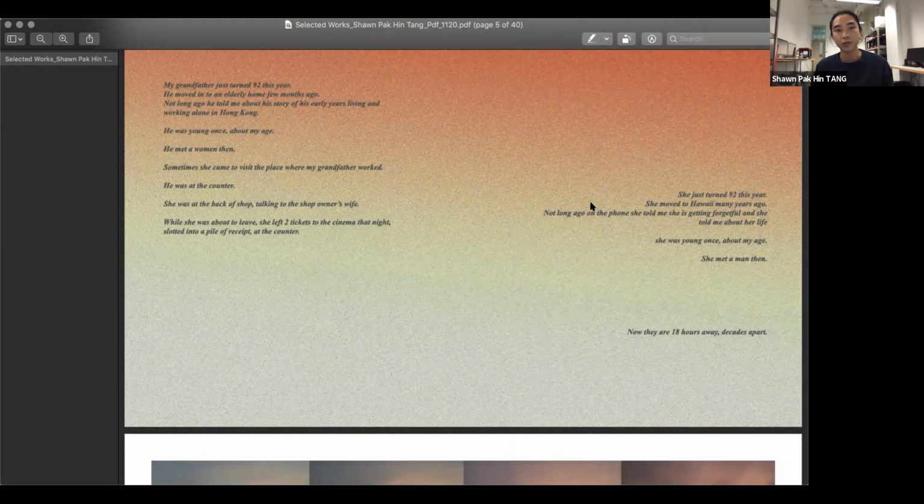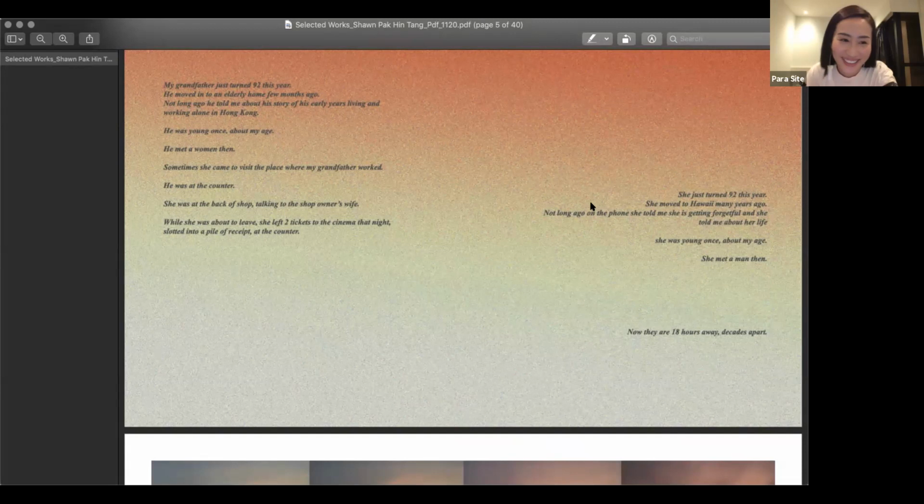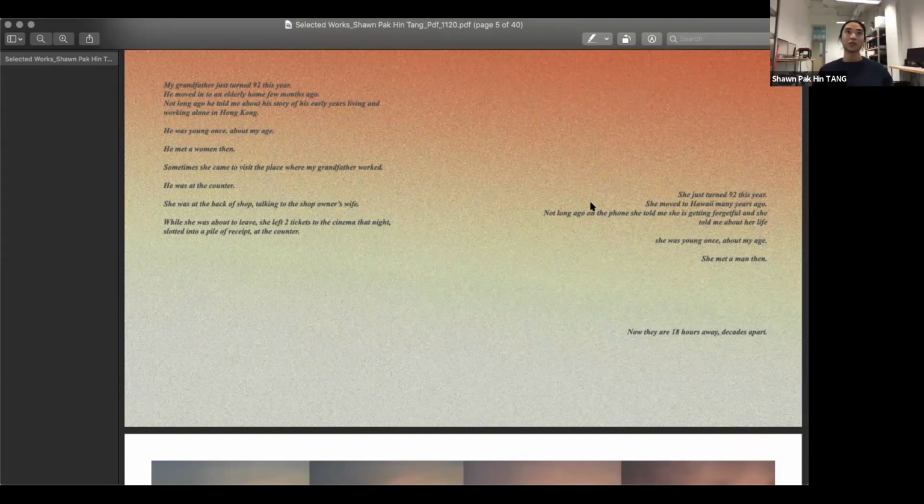It's about two relationships. One is the relationship between me and my grandfather, and the other relationship unveiled itself when I had more conversations with my grandfather. So my grandfather just turned 92 last year, and he is now 93, and he moved to an elderly home at that period of time.